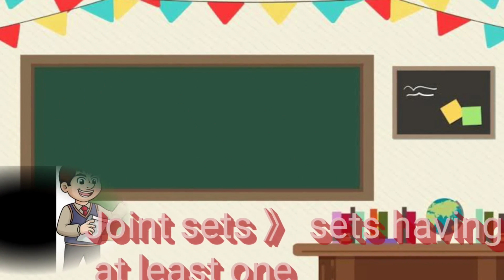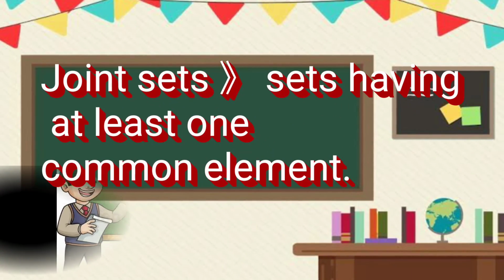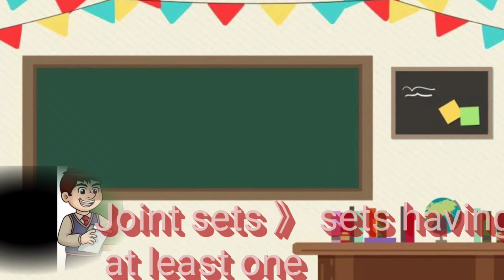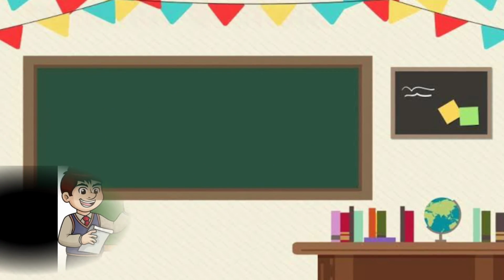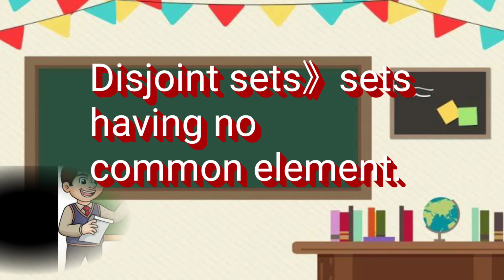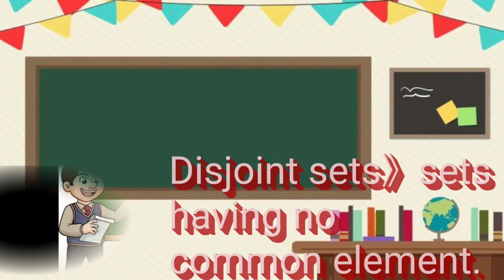And the third one, we have the joint sets. The sets having at least one common element. And the last one, we have disjoint sets. Sets having no common element.